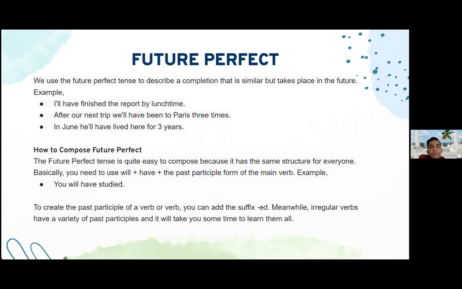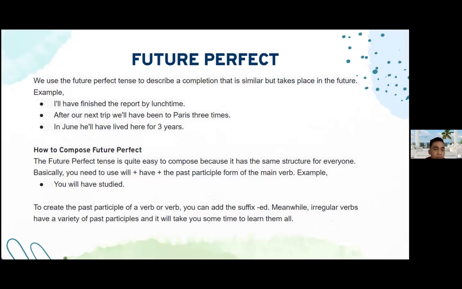Future perfect. We use the future perfect tense to describe a completion that is similar but takes place in the future. Example: I will have finished the report by lunchtime. After our next trip, we will have been to Paris 3 times. In June, he will have lived here for 3 years.